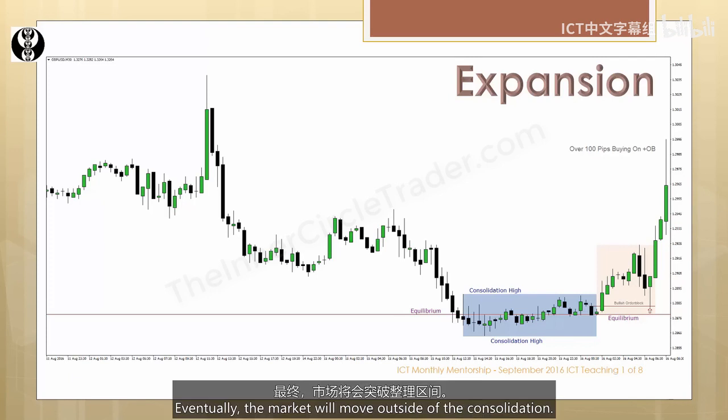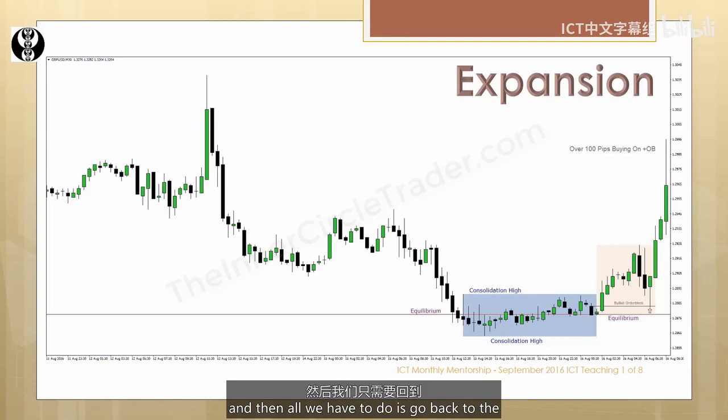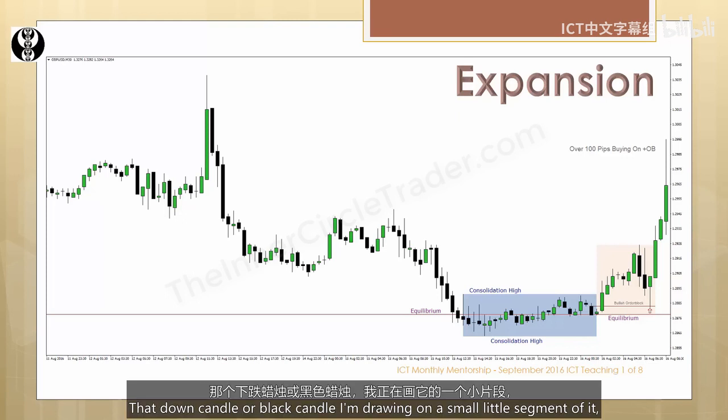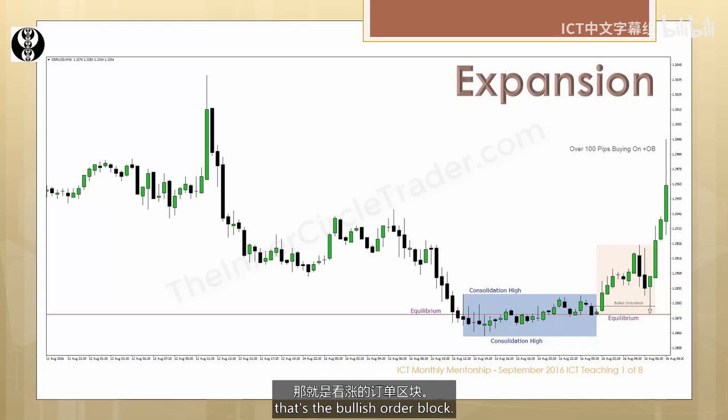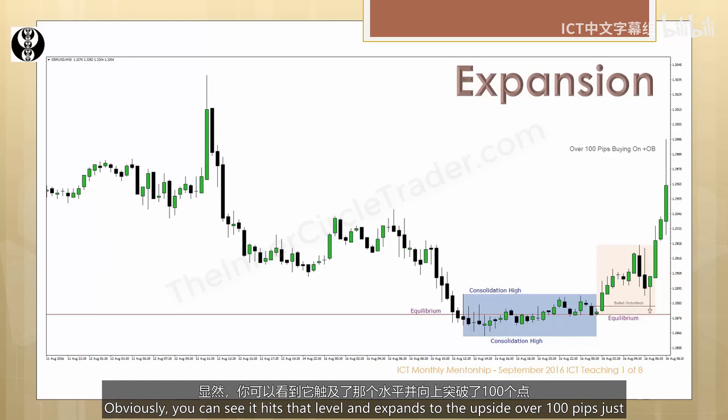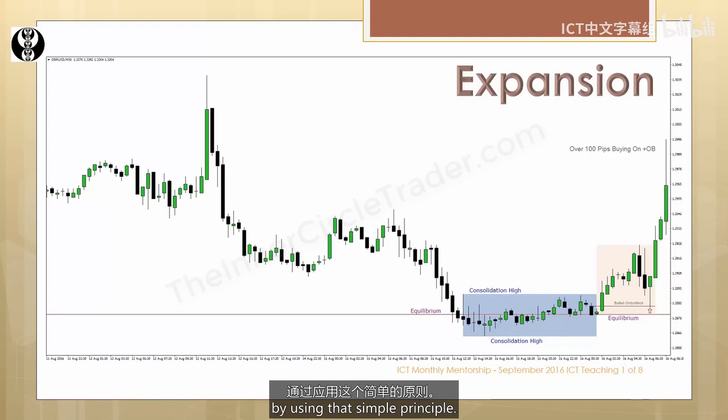Eventually the market will move outside of the consolidation. You can see that impulse move in that tan shaded box. It moves away from the equilibrium price point, and then all we have to do is go back to the down candle right before that up move. That down candle or black candle I'm drawing a small little segment off of, that's the bullish order block. When the price comes back down into that and hits it, that's where we would be buying. And then obviously you can see it hits that level and expands to the upside over 100 pips just by using that simple principle.